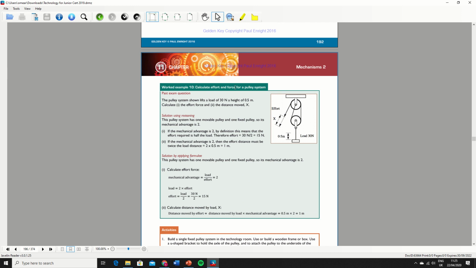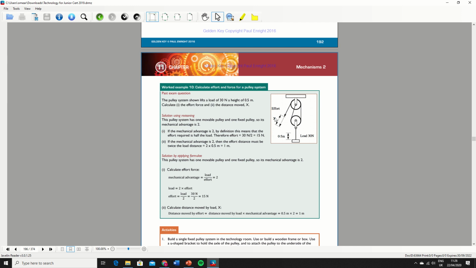Calculate effort and force for a pulley system. The pulley system shown lifts a load of 30 newtons to a height of 0.5 meters. So calculate (i) the effort force, and also (ii) the distance moved, X. This pulley system has one movable pulley and one fixed pulley. So we have our one single movable pulley here, and our one fixed pulley here.